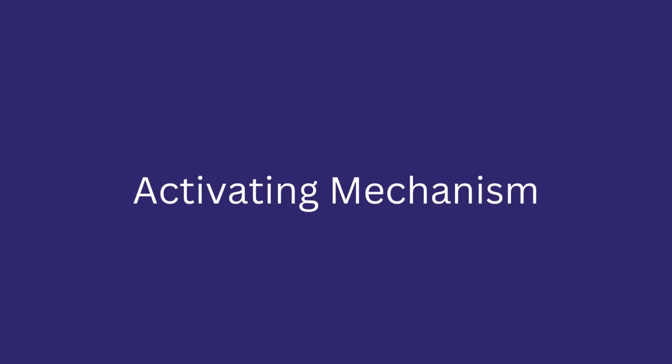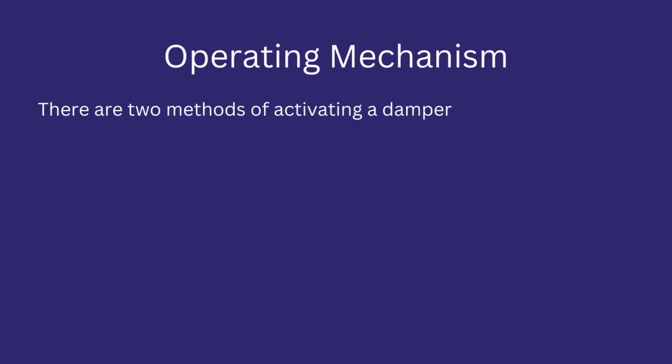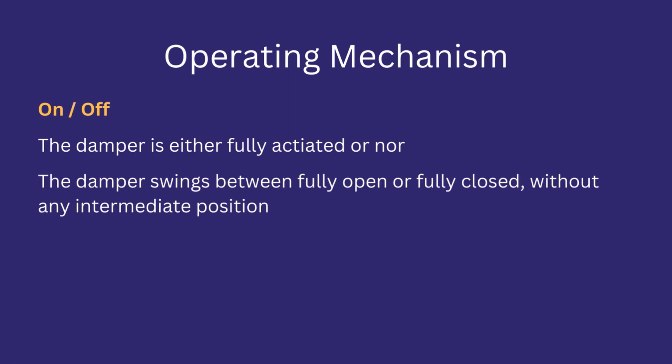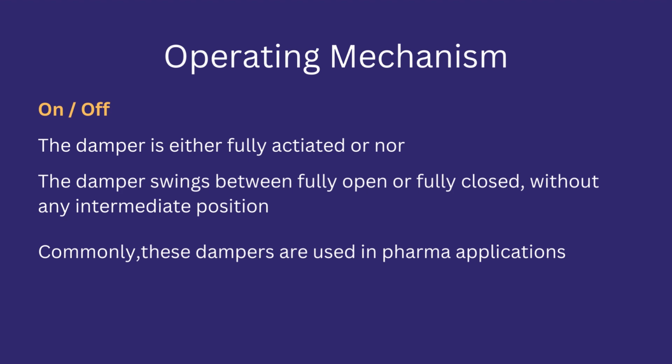Activating mechanism. Let's discuss the activating mechanism of a damper. In typical pharma process applications, there are two common methods of operating dampers, on-off and partial on-off. Let's briefly discuss each. On-off. In this configuration, the damper is either fully on or fully off. The damper swings between the fully open and fully closed position without any intermediate position. In pharma applications, these dampers are commonly used. That is, on-off types.